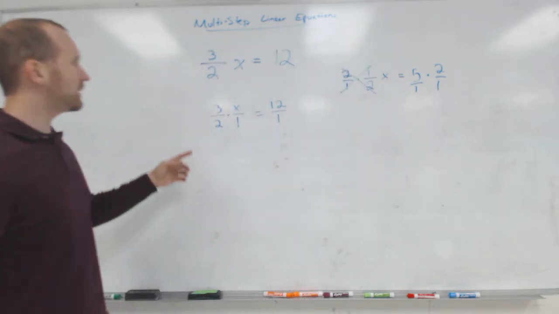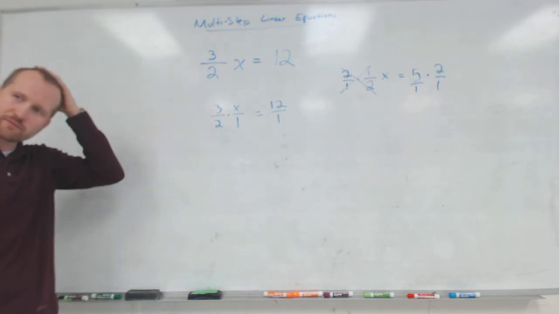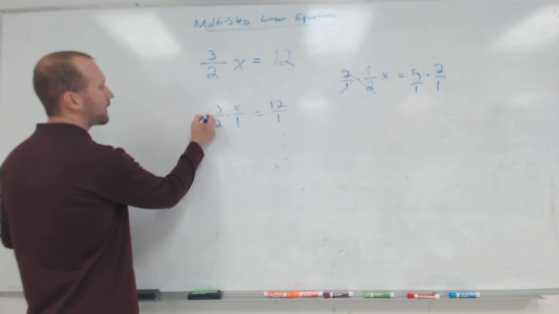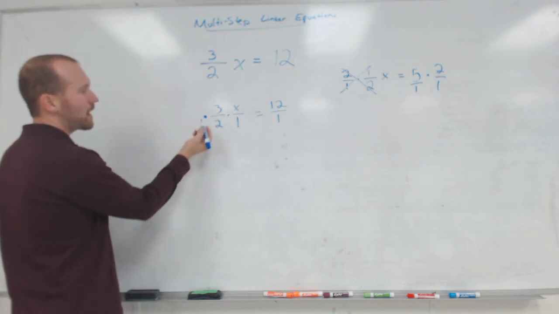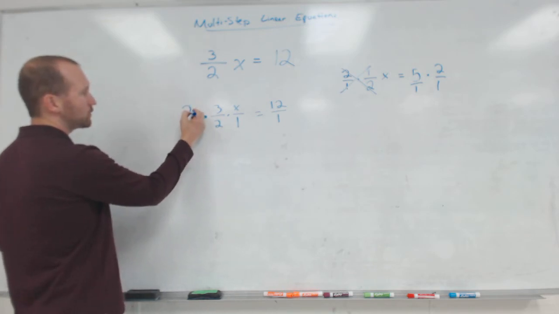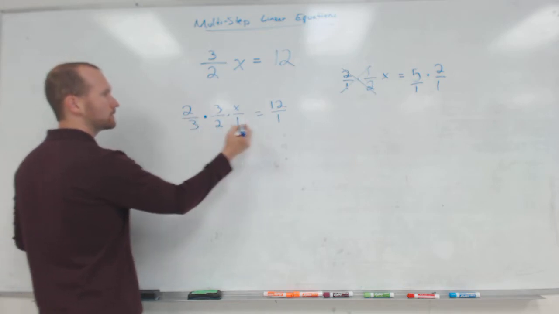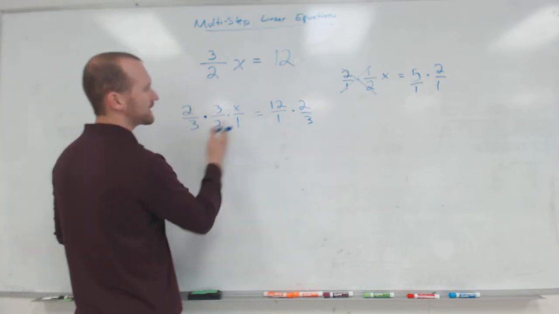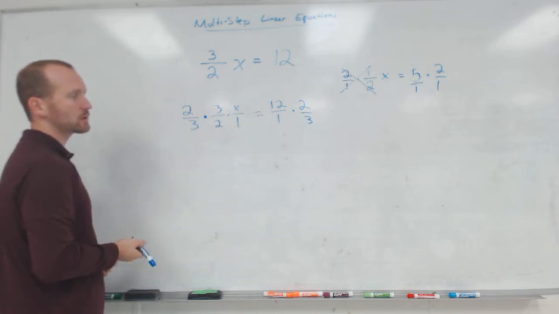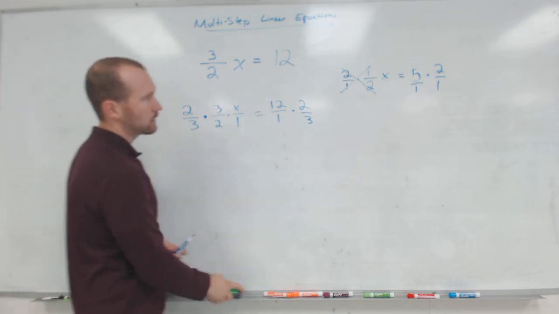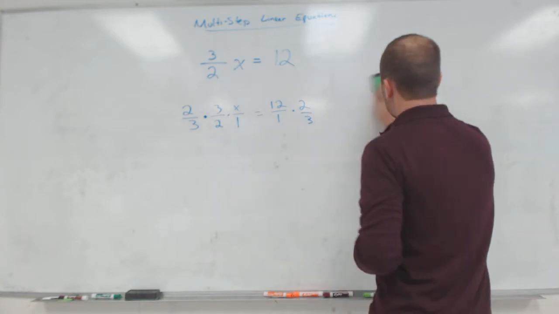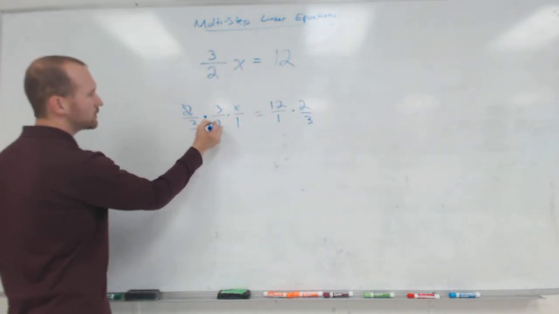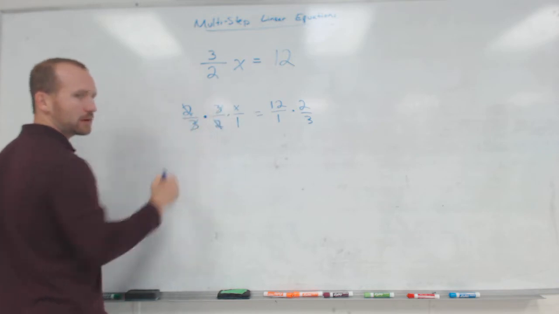So how do you think I could get rid of 3 halves? Exactly. I multiply it times 2/3. And I have to multiply both sides of my equation times 2/3. Because then I can cross cancel. 2 cancels with 2, and 3 cancels with 3.